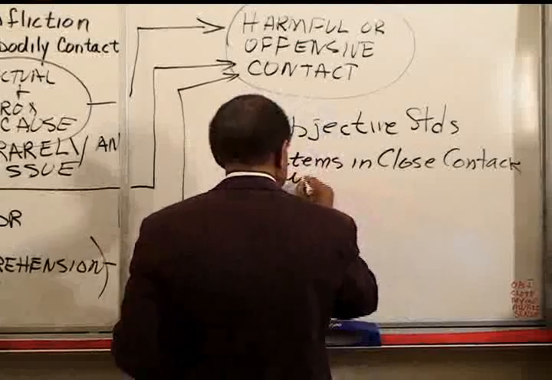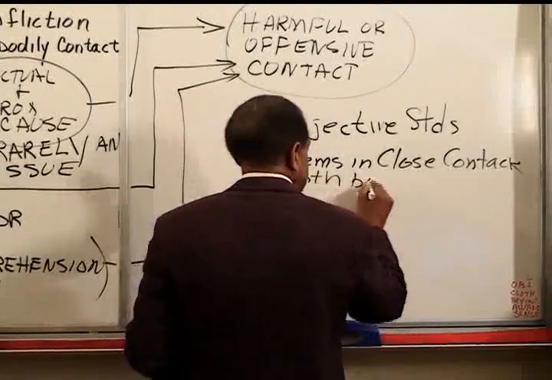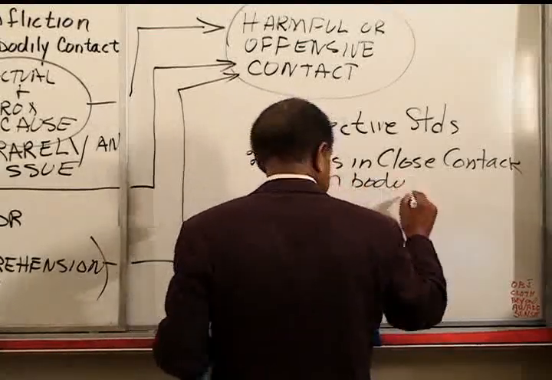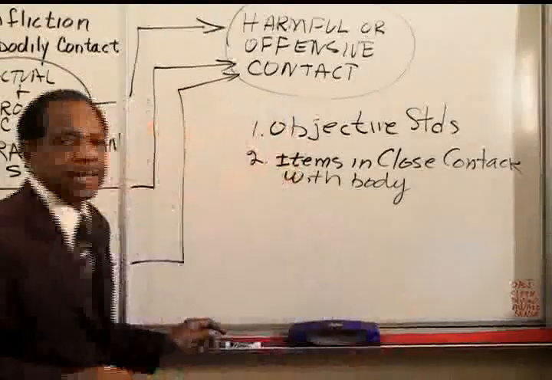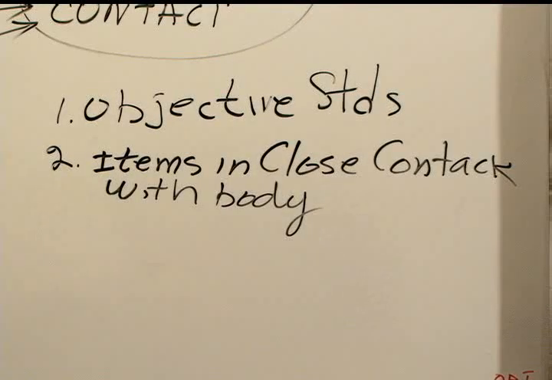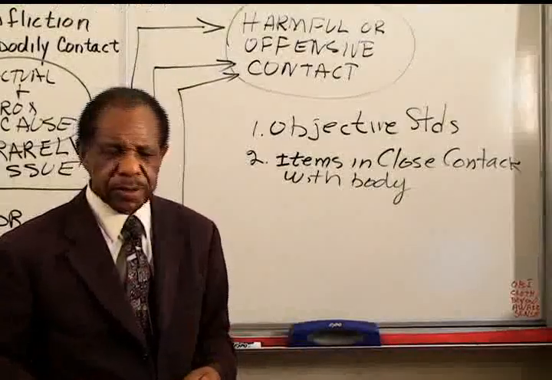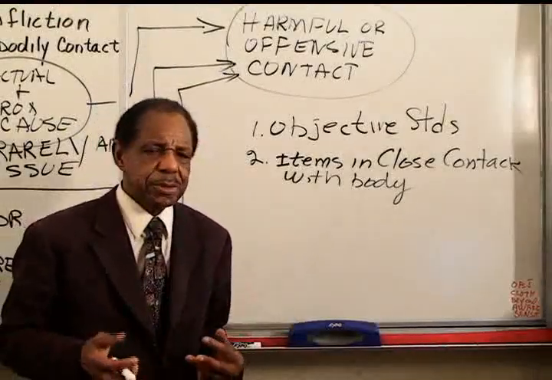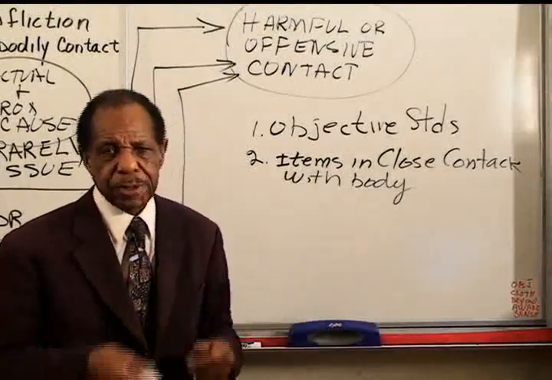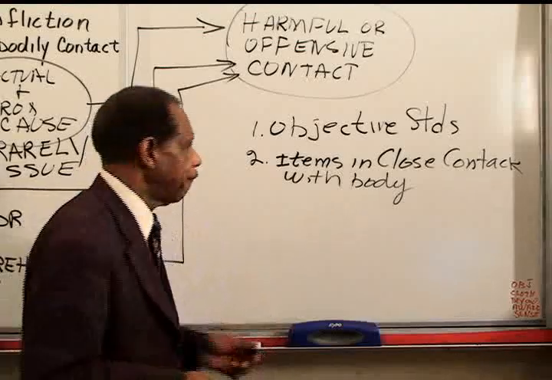With the body. Now, if a person is sitting in a car and you touch the car, that's not going to be treated as a battery on the person, because the car is not associated with the person in the same way that their purse or their cane or their hat or something might be.